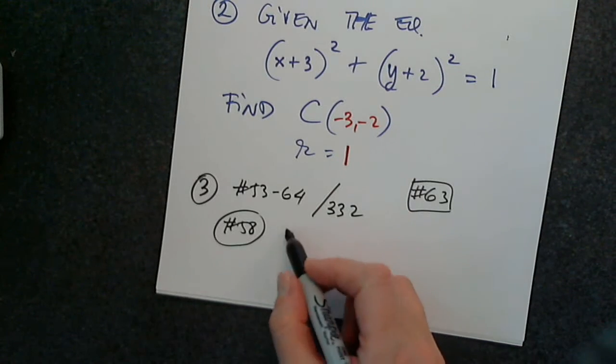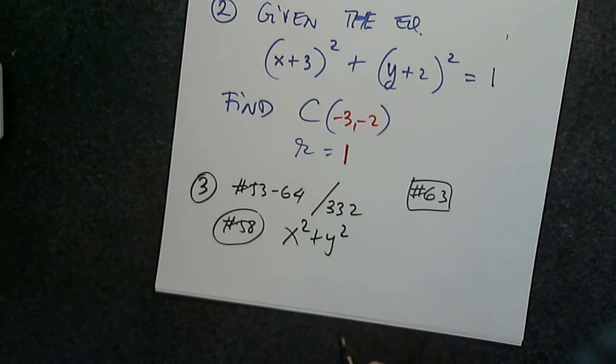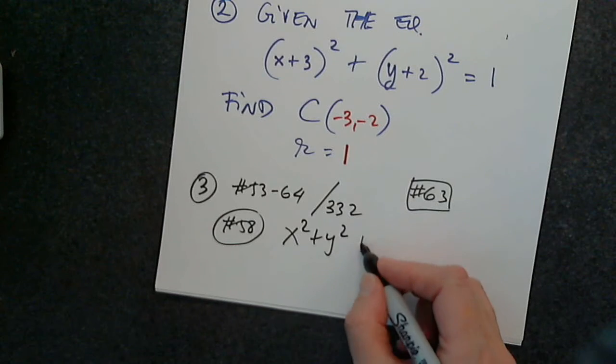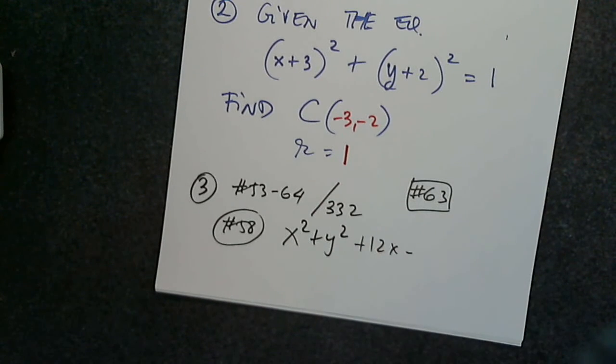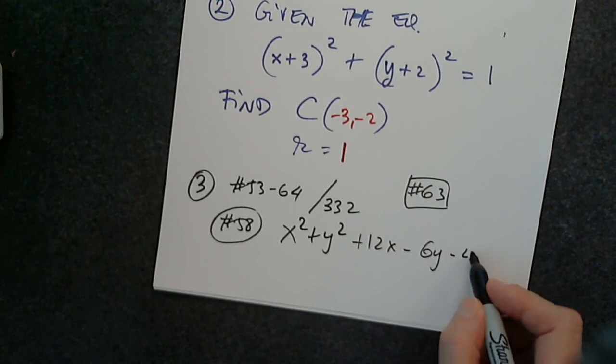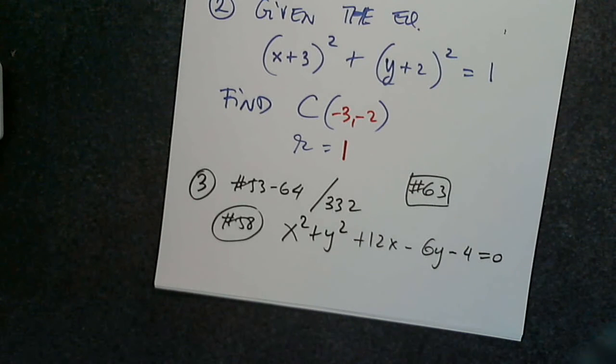So x squared plus y squared, you'll see in a moment why and what's the difference between the two, plus 12x minus 6y minus 4 equals 0. Let me read the question. I don't want to read the question. I want to make up the question. I'll tell you why. Is this the equation of a circle?